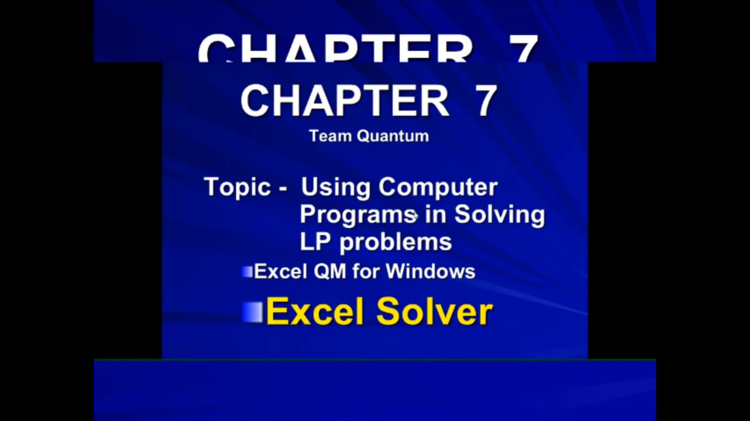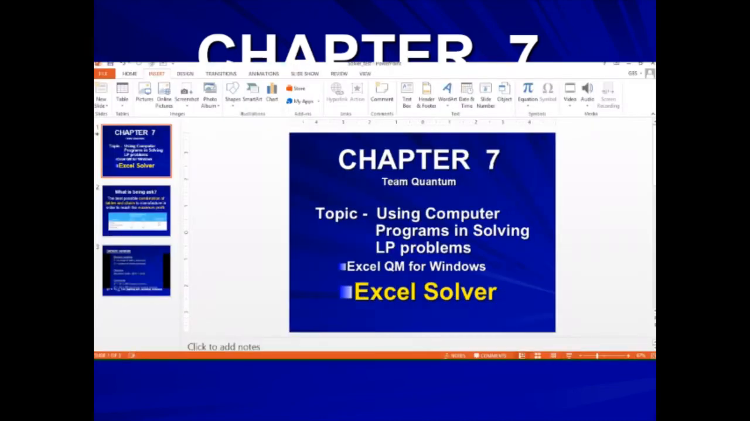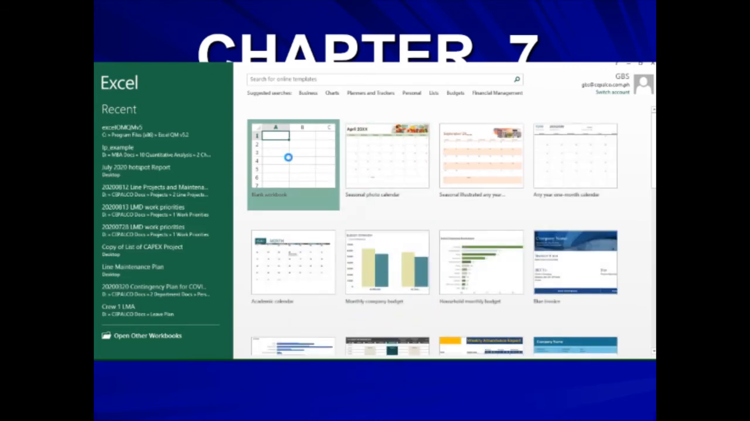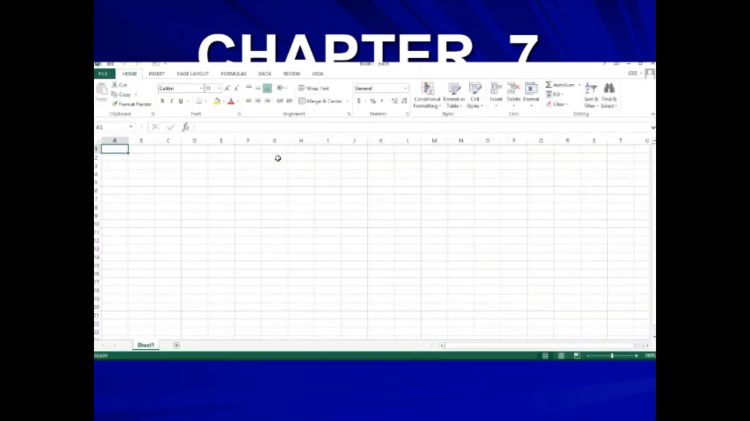Now that we are done computing the Flair Furniture problem using the Excel QM for Windows, we now proceed with computing the same problem using the Excel solver. So let's go to my Excel window. Let's open our Excel window. So basically the Excel QM for Windows versus Excel solver. The Excel QM is more simplified than using the Excel solver. Why? Because in the Excel solver, you must prepare first the spreadsheet, this one. You have to input the data and the formula given in the problem before you can use the solver command.